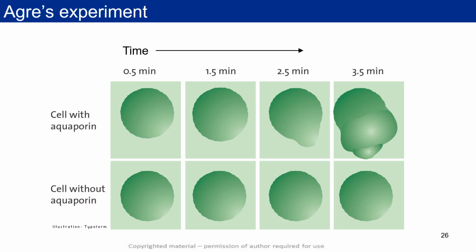We see the results of Agre's experiment here. Over time, the cells with the aquaporins allowed water to move across the cell membrane, and we see that the cell begins to swell and change shape. Nothing happened to the cells with the blocked protein, indicating that water could not move across that cell membrane.